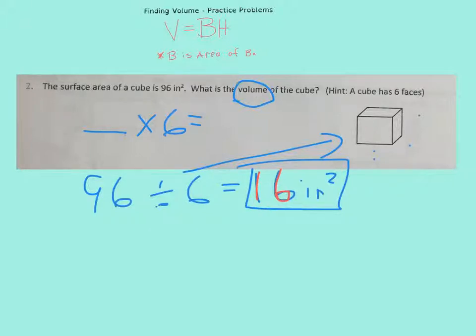Now that's the area of one of the faces. Let's just say this front face. So what would be the side length? If we can find the side length, then we can easily figure out the volume.